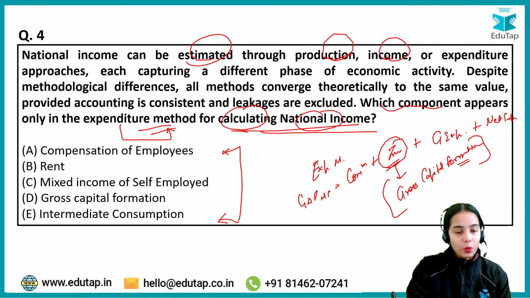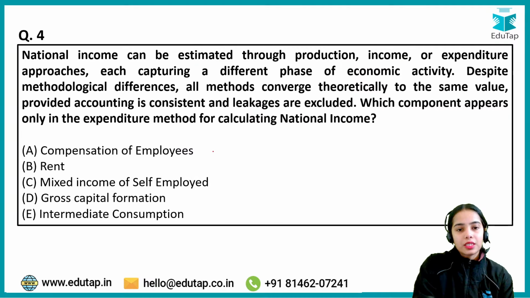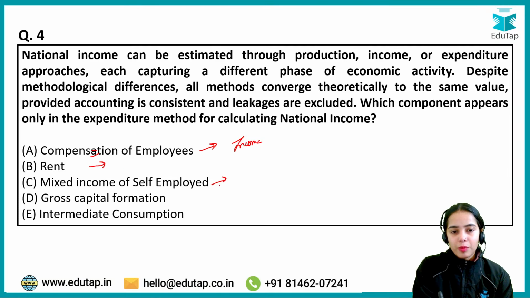Okay, so here what is the answer? Which of the following is a component of expenditure method? So gross capital formation, the investment, is a component in the expenditure method. Compensation of employees comes under the income method, not expenditure. The rent, mixed income of self-employed, this also comes under the income method.